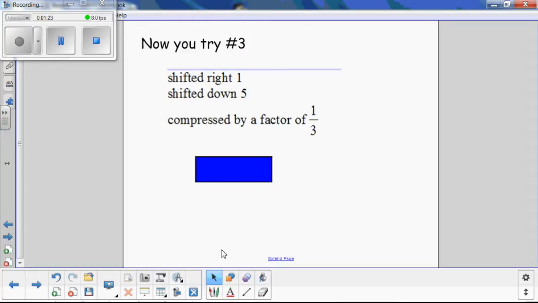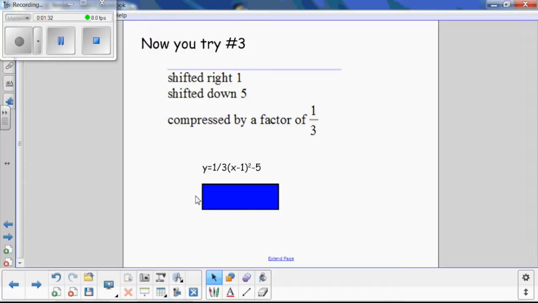You try number 3. You should have gotten y equals 1/3 (x minus 1) squared minus 5.